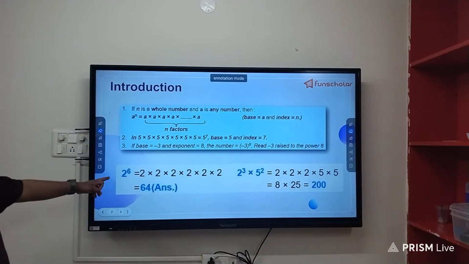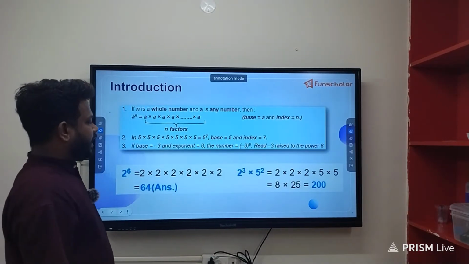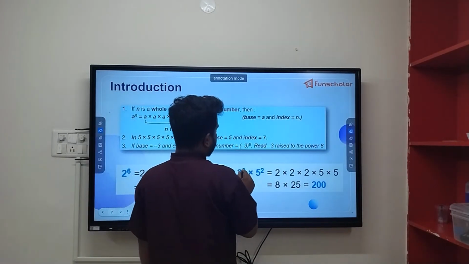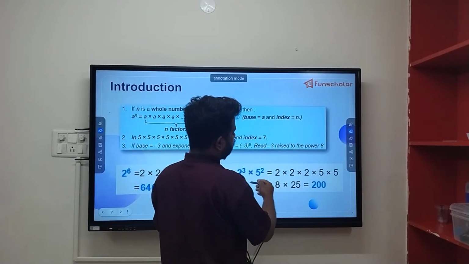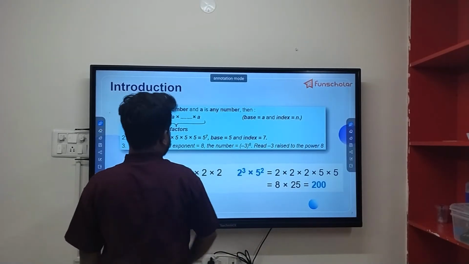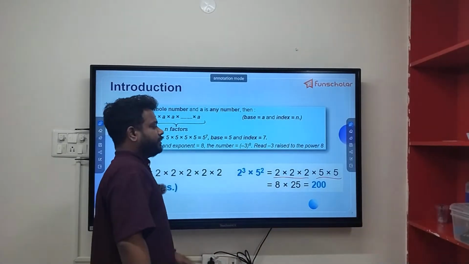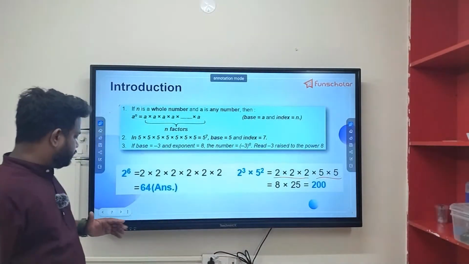You can see that they have taken 2 to the power 6, where they have multiplied 2 6 times, and here they have taken 2 to the power 3 and 5 to the power 2. So they have multiplied 2 3 times and 5 2 times, which is giving the value 200.